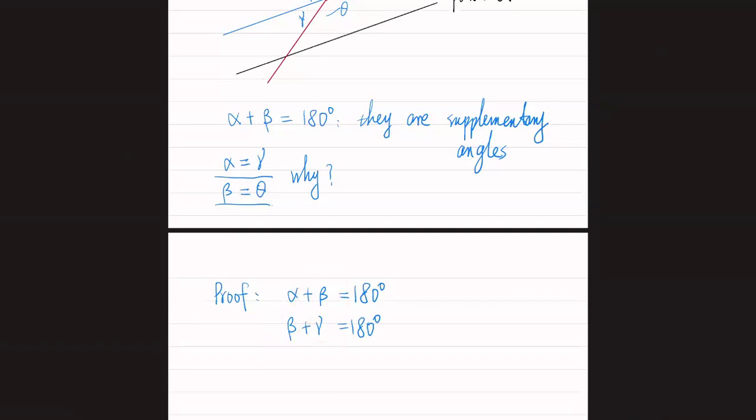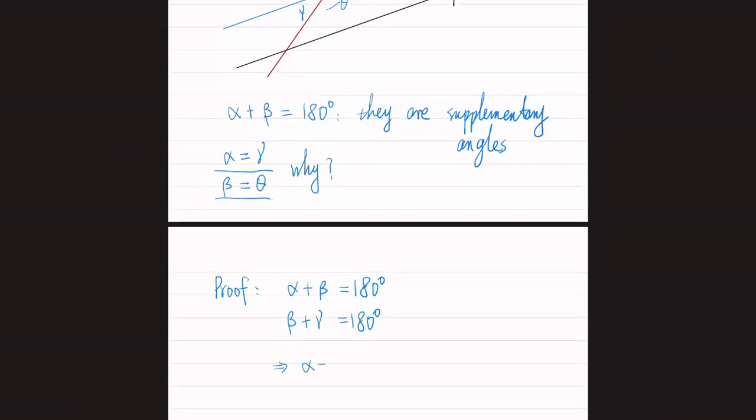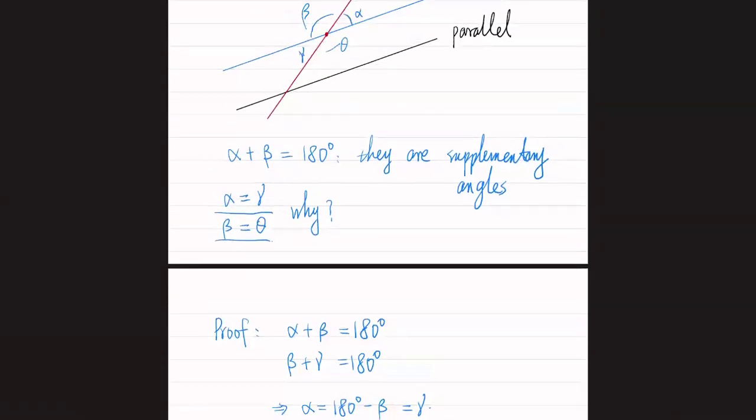So from here, we conclude that because they are supplementary to the same angle, the two angles must be the same. And this is the same thing we can use to prove beta and theta must be the same. They are supplementary to the same angle alpha.